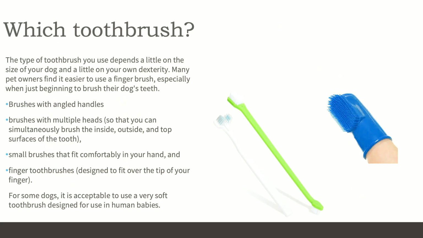There's a variety of toothbrushes out there, and the type of toothbrush that you advise them to use will depend a little bit on the size of the dog or cat and a little bit on their own dexterity. Many pet owners find it easier to use a finger brush, especially when just beginning to brush their pet's teeth. There are brushes with angled handles or brushes with multiple heads that can simultaneously brush the inside, outside and top surfaces of the teeth. These are particularly useful because it means that the brushing session can be done quite quickly. There may be small brushes that fit comfortably in the hand and finger toothbrushes designed to fit over the tip of the finger as well.